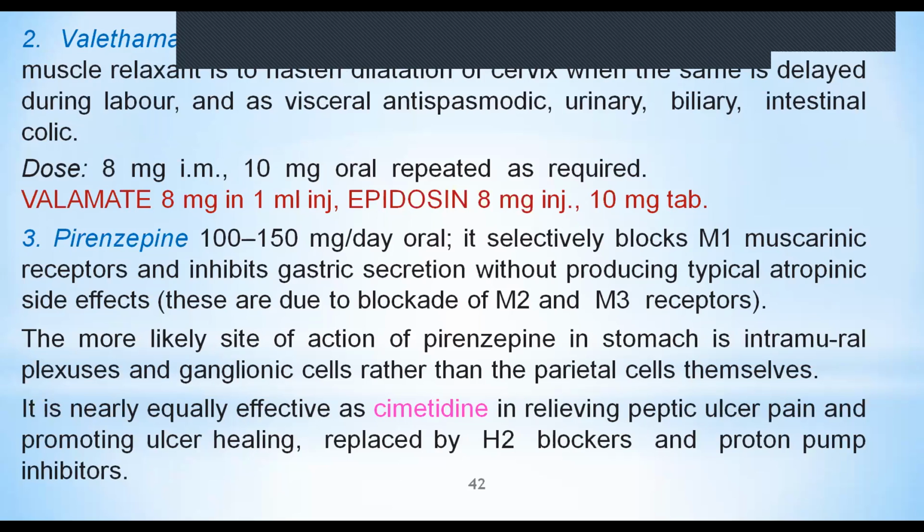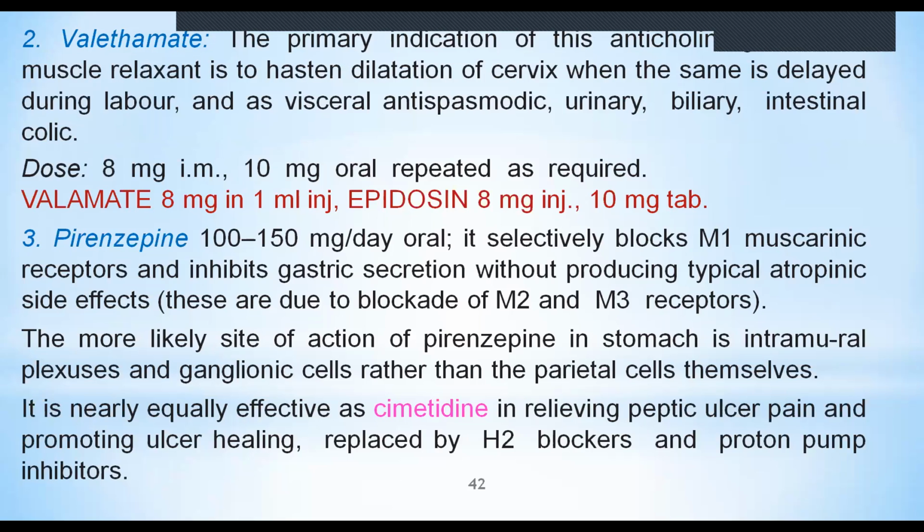And pirenzepine, yes, this is a very specific M1 receptor antagonist and it selectively blocks the M1 muscarinic receptors and inhibits gastric secretions without producing much typical atropinic actions. The more likely site of action of pirenzepine in the stomach is the intramural plexus and ganglionic cells rather than the parietal cells themselves. It is nearly as effective as cimetidine in relieving peptic ulcers, but nowadays pirenzepine use is abolished because modern H2 blockers and proton pump inhibitors are there to treat hyperacidity.